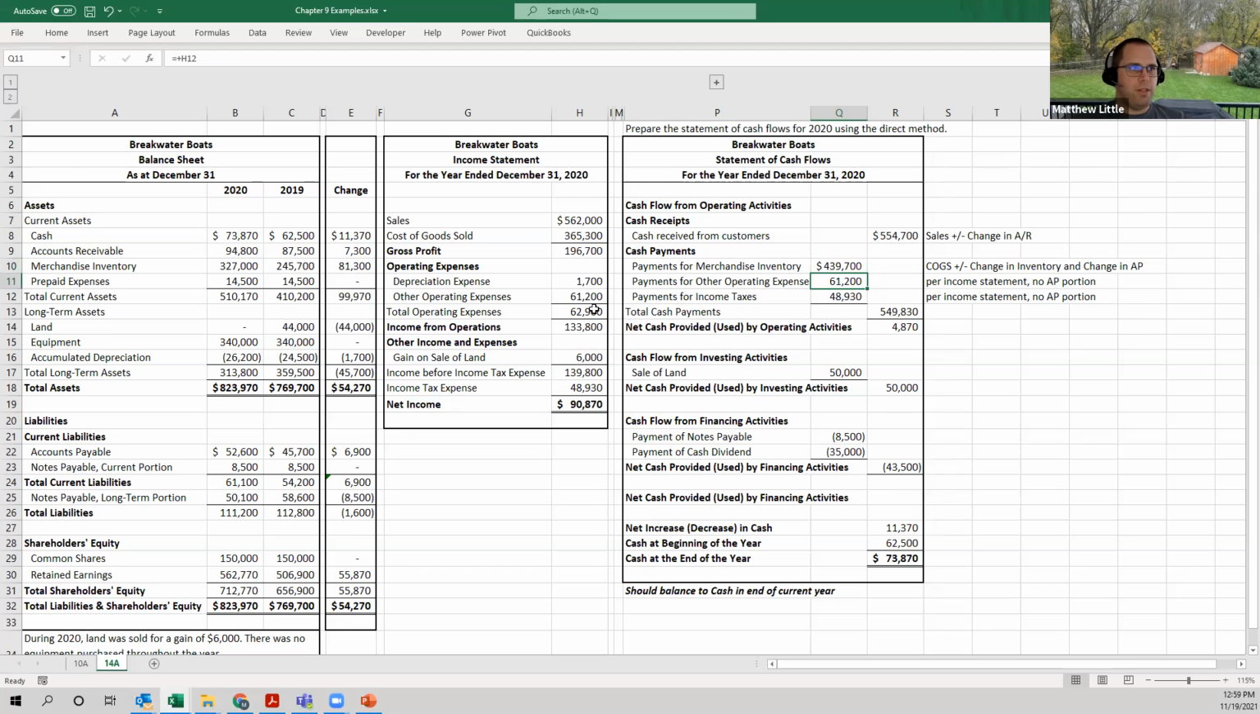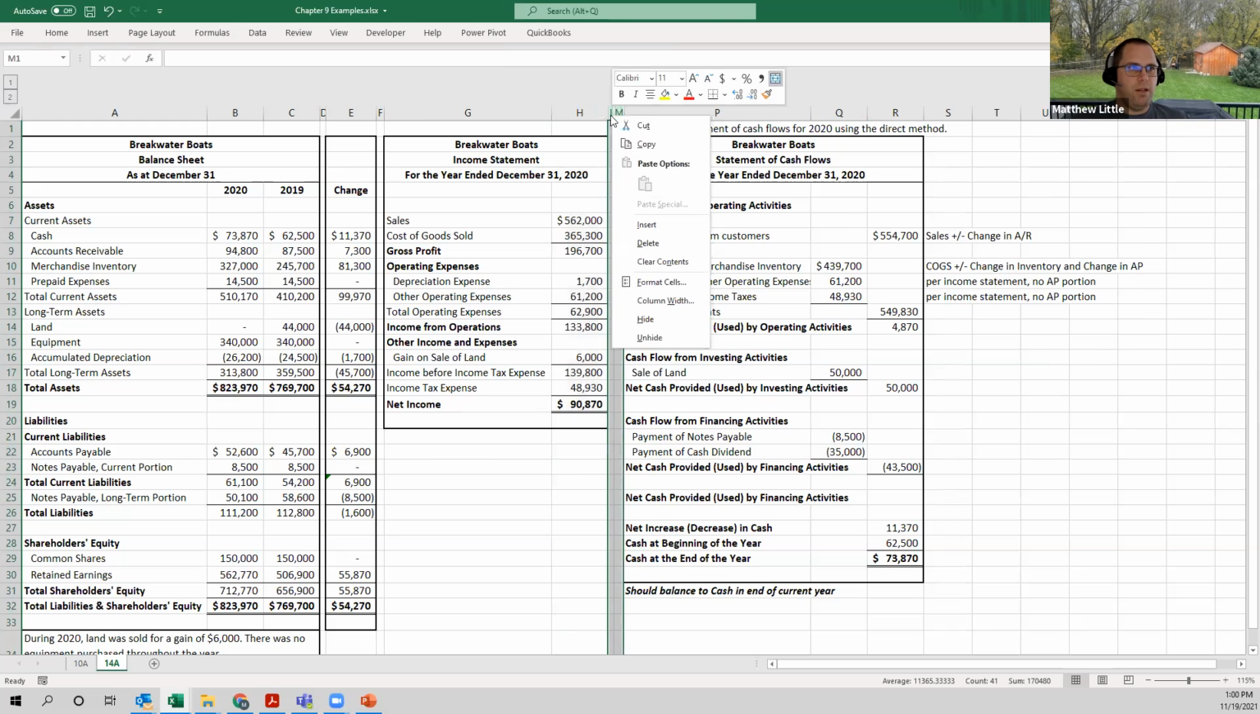Our operating expenses come right from our income statement. Our income taxes come right from our income statement. There's no income tax payable, and we've already assumed the AP was all related to inventory. So there's no other balance sheet components for the other cash payments. Total cash payments then in the year were $549,830. So then the net cash provided or used, in this case provided from operating activities, was $8,070.